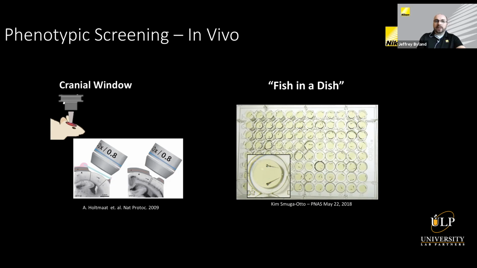Another example on the right-hand side is the fish in a dish scenario. And in this case, it's small zebrafish embryos that are put into microwell plates. And these embryos can be imaged through the bottom of the plate or from above with a macro camera. But typically on the microscopy side, we'll look from the bottom with an inverted scope, and we can watch how the zebrafish embryos respond to environmental changes.